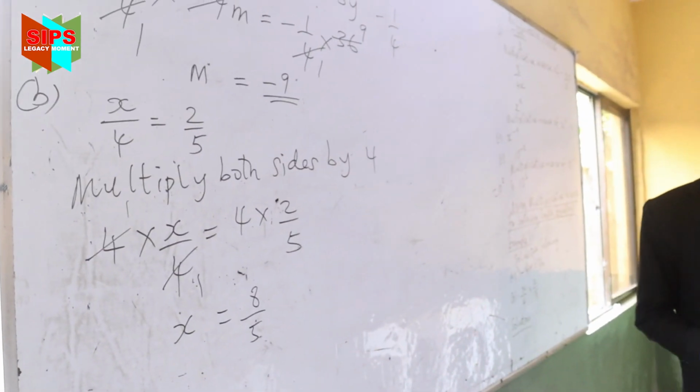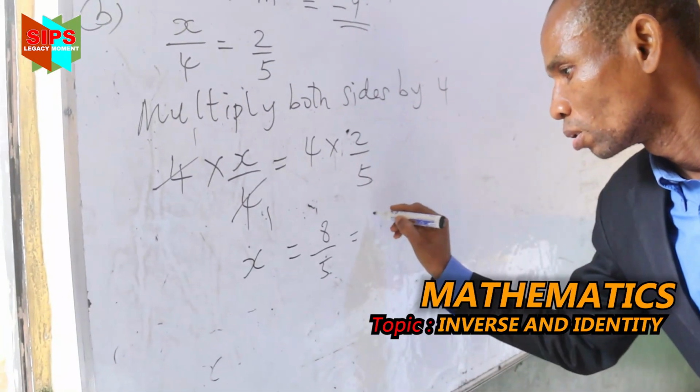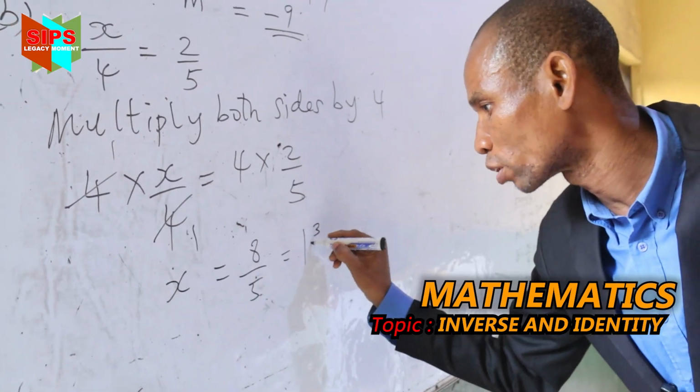If you want to turn it to mixed fraction, what happens? It's the same thing as 1 whole number 3 over 5.